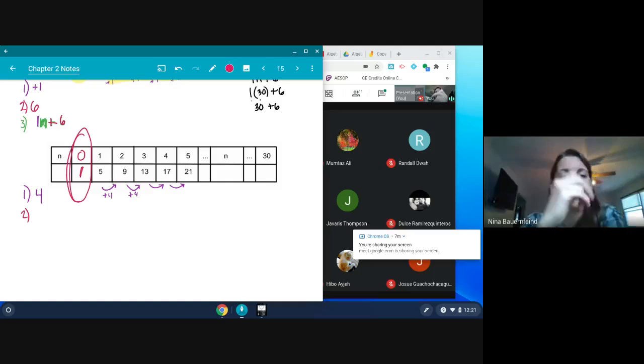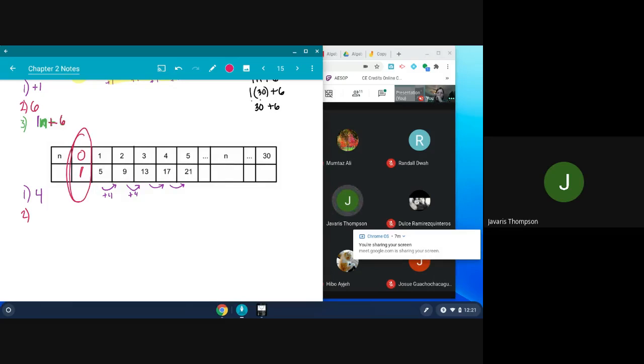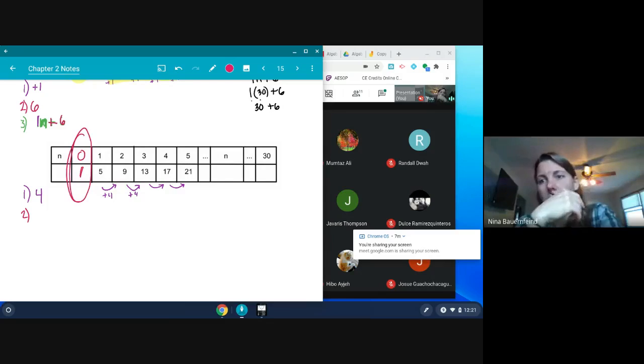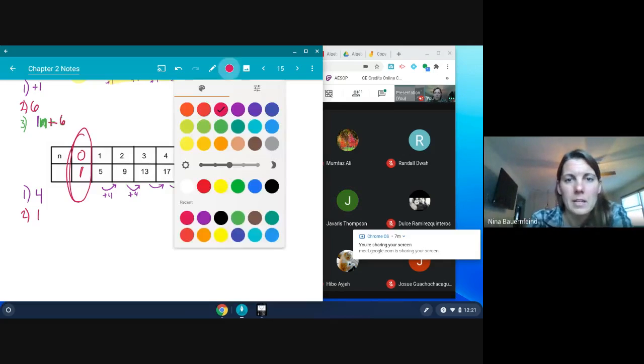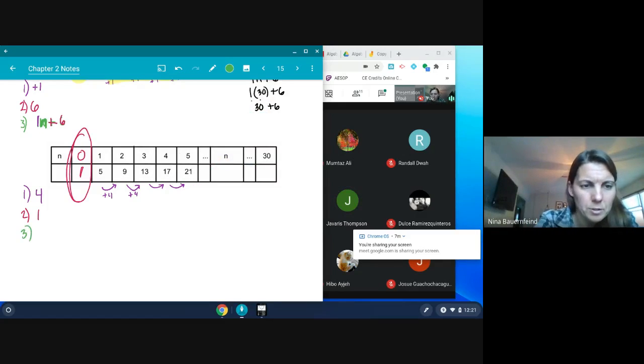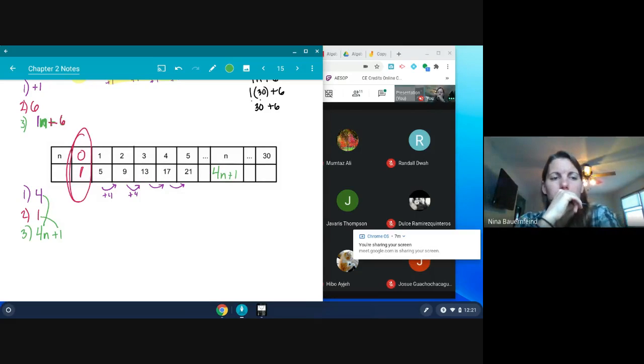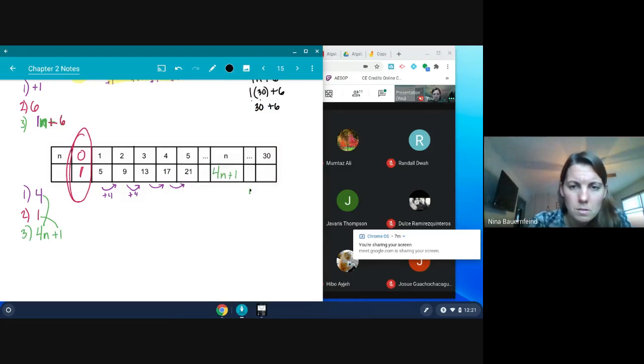How did you get that? Because it was going up by 4. So that means if you went backwards, it'd be like 4 less, right? So then that's 1. And then the third part is to put them together. So we have 4 times n plus 1. 4 is from here. 1 is from here. And then last we do 4 times 30 plus 1. So we take this and we just replace that n with a 30.